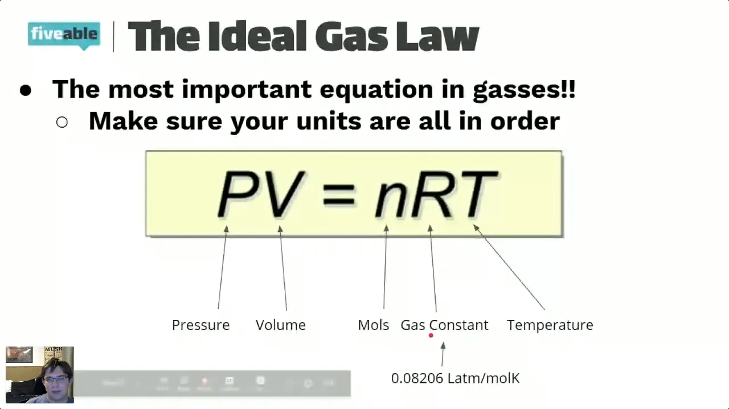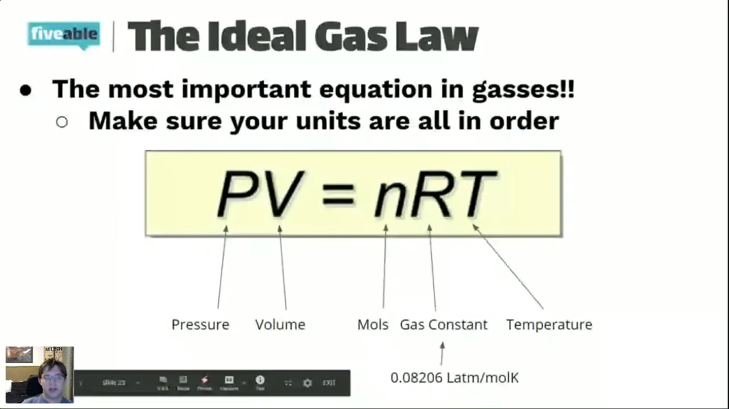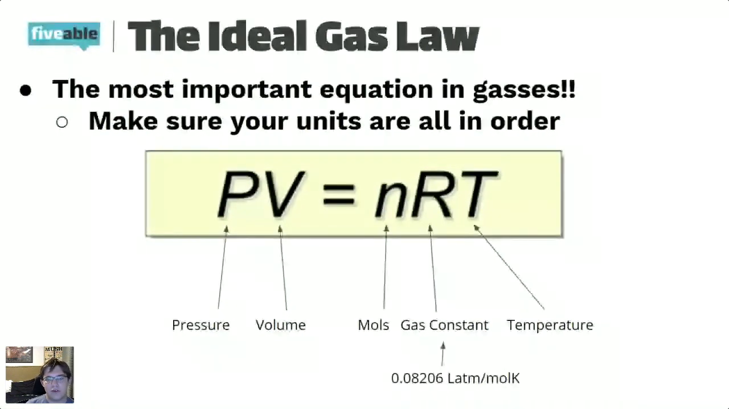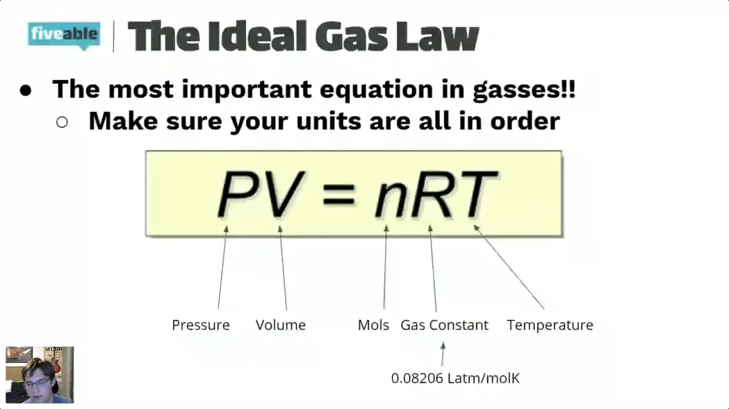So the thing that people tend to mess up with the ideal gas law isn't the math, it's the units. For example, they might give you pressure in torr, or millimeters of mercury, and then they might give you the gas constant in atmospheres, right? You have to make sure, and I cannot stress this enough, that all of your units are in order, right?